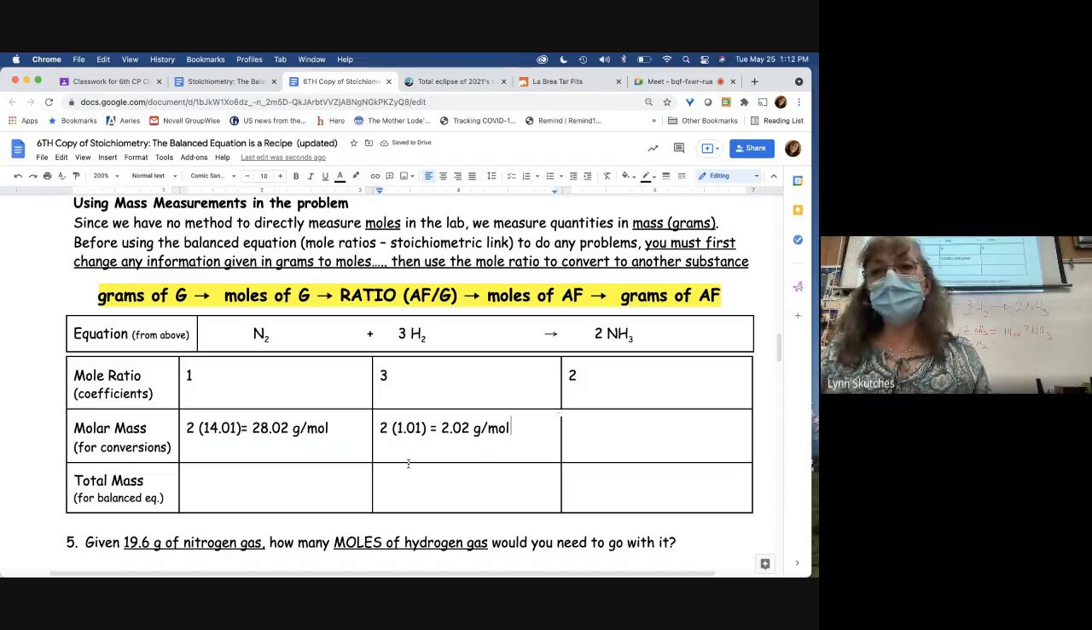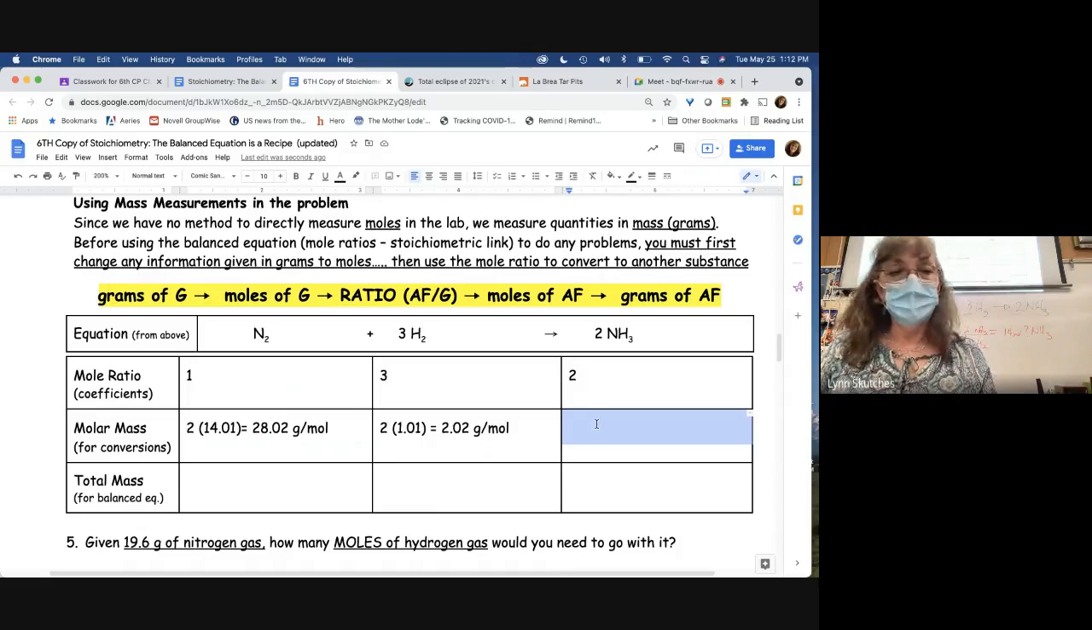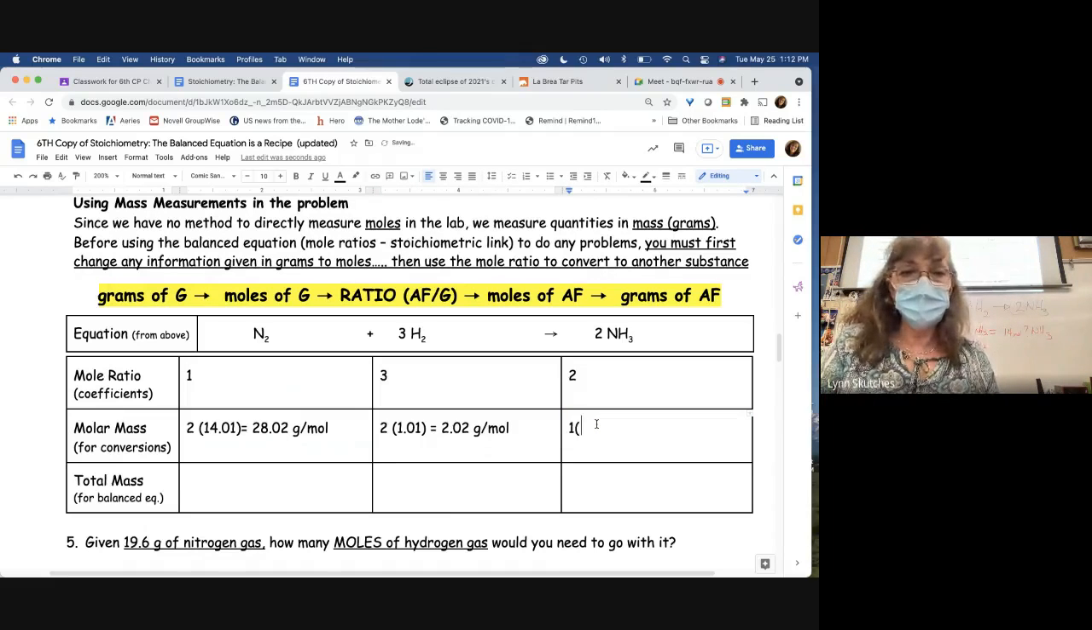And then for ammonia, you've got 1 times 14.01 plus 3 times 1.01, which of course is 17.04 grams per mole.